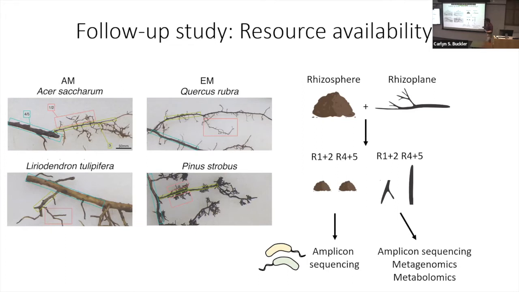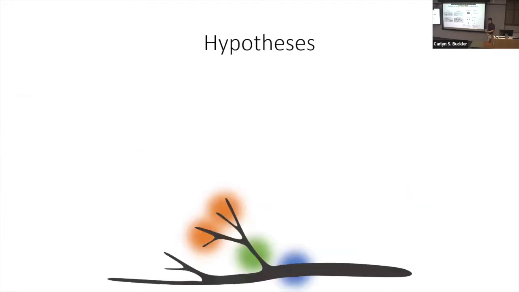For the rhizoplane, we did a little bit more work where we also did amplicon sequencing, but in addition to that, we did metagenomics. And metagenomics is where you sequence entire genomes from the environment, so you can get their functional roles as well. And we also performed metabolomics, so we could look at the resources that were available at those microenvironments as well.